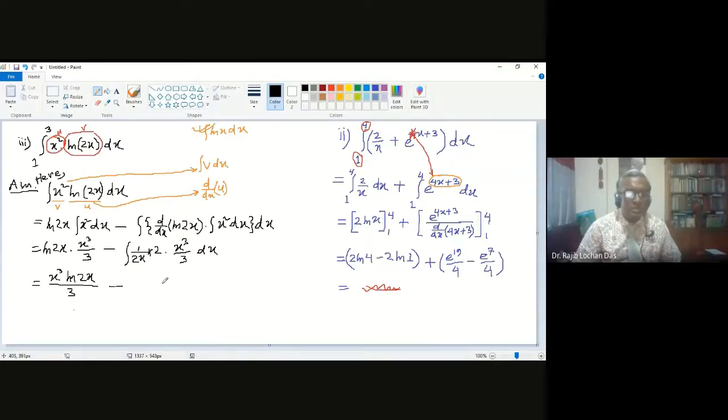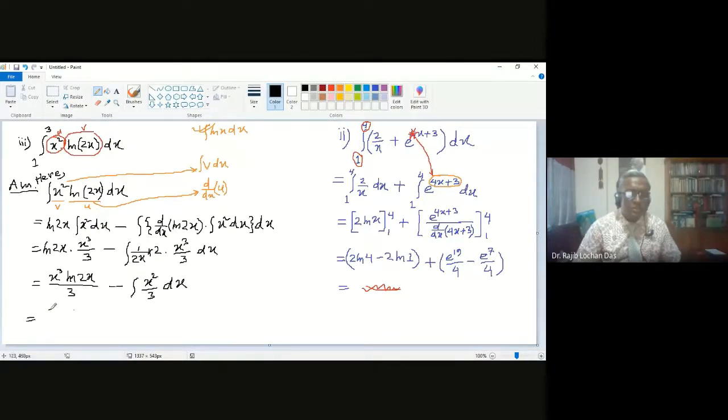It is integration. I'm writing it again, then we will do the integration next line. So 2 cancel, okay, and x cancel. So it is finally x square by 3 and then dx. Now you can do the integration in the next line.